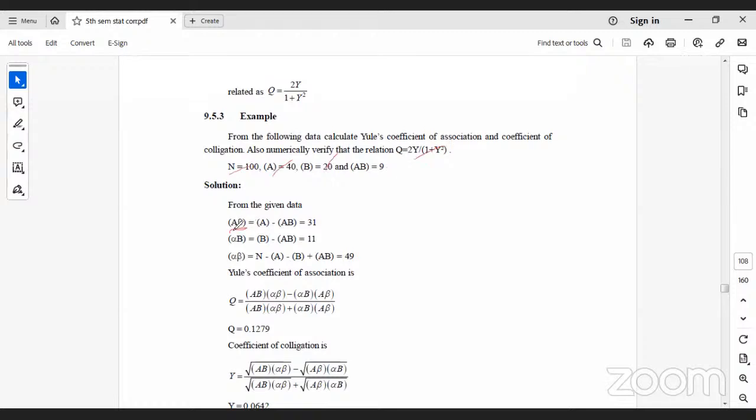A beta, the formula is A minus AB, correct? A beta is equal to A minus AB, 40 minus 9, 31. Alpha B is B minus AB, 20 minus 9, 11. Alpha beta, formula N minus A minus B plus AB. N is 100, A is 40, B is 20, so 100 minus 60, that is 40. 40 plus 9 is equal to 49.